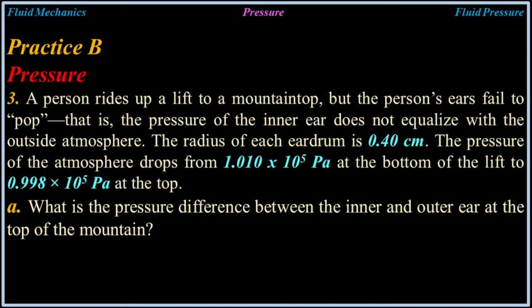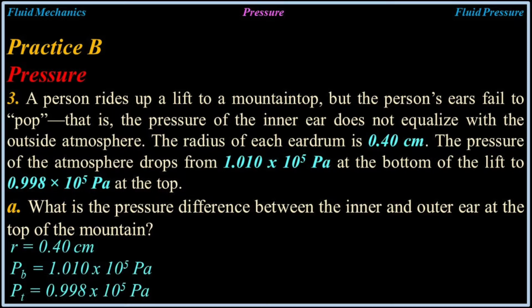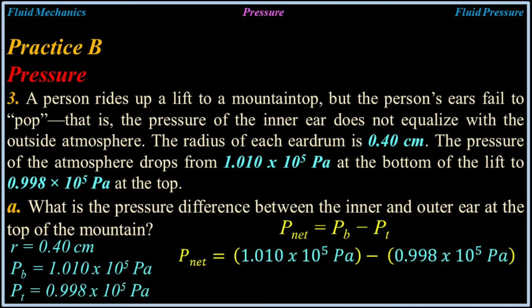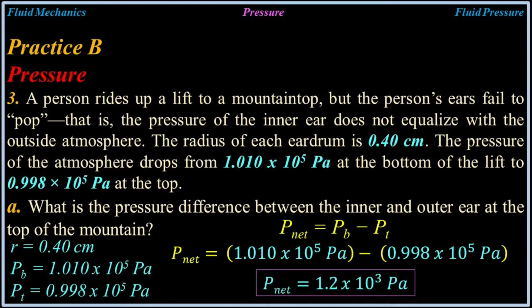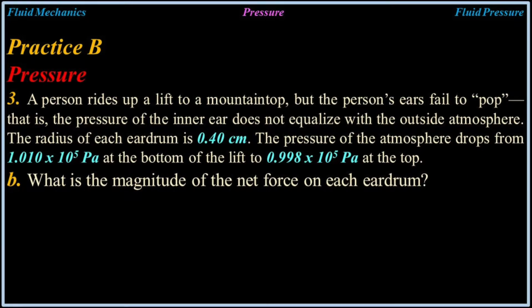A. What is the pressure difference between the inner and outer ear at the top of the mountain? The first thing I need to do for A, well, the only thing I need to do for A, is find the difference in the pressures. So I subtract, and it's going to be 1.2 times 10 to the third pascals for the difference.